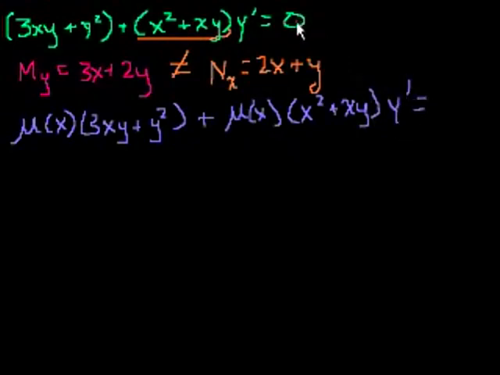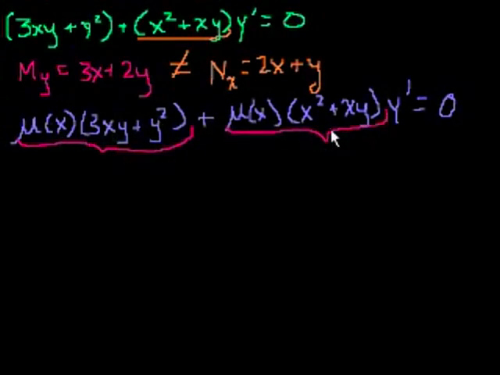And then what's 0 times any function? Well, it's just going to be 0, right? 0 times mu of x is just going to be 0. But I did multiply the right-hand side by mu of x. And remember what we're doing. The goal is, after multiplying both sides of the equation by mu of x, we should have an exact equation. So now if we consider this whole thing our new M, the partial derivative of this with respect to y should be equal to the partial derivative of the new N with respect to x.